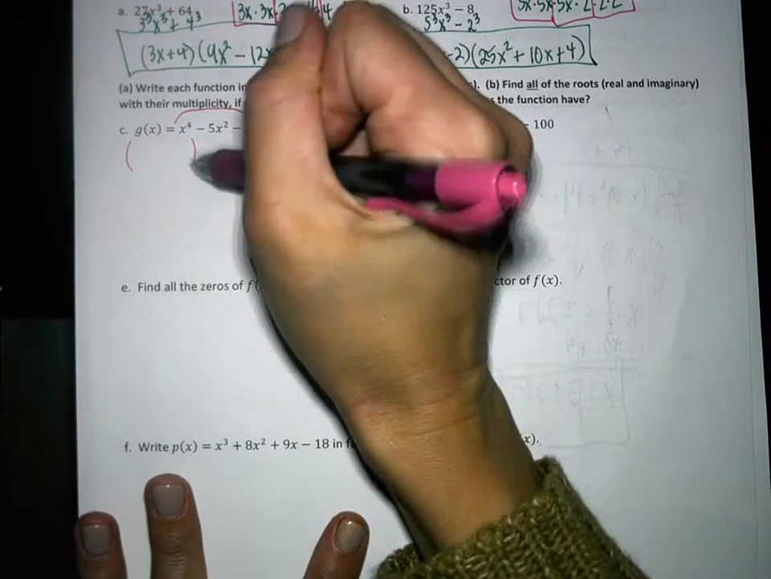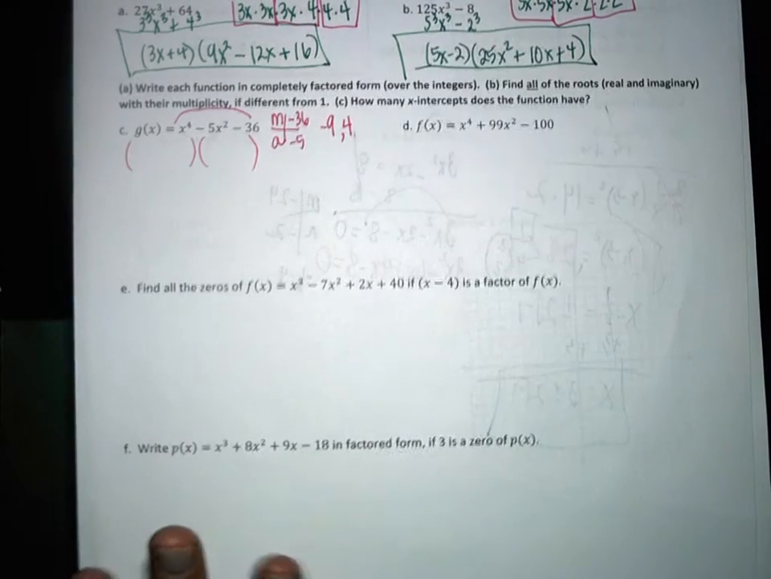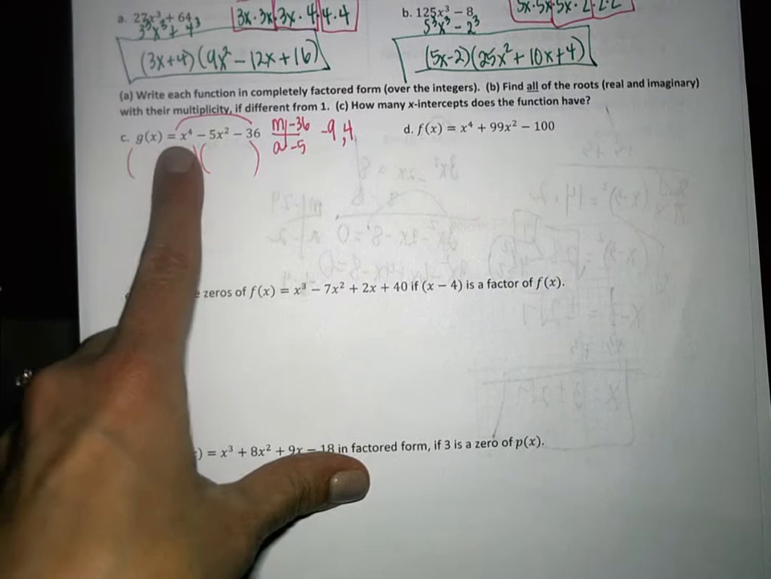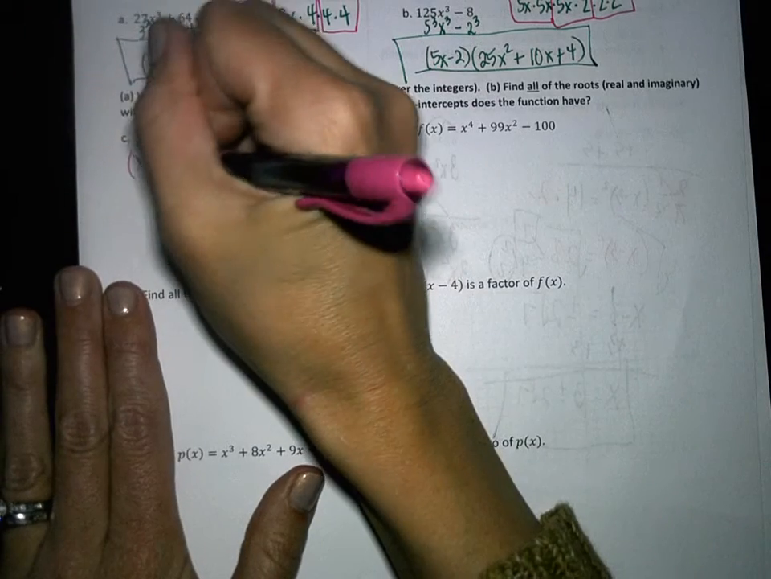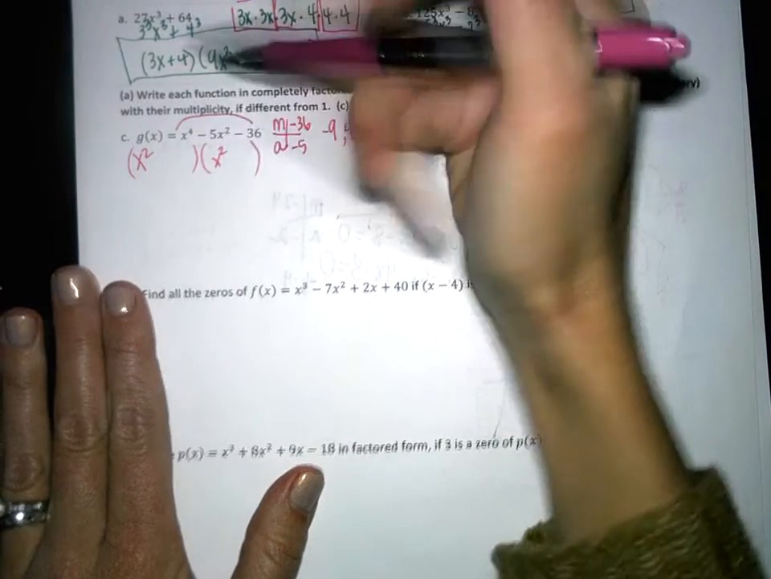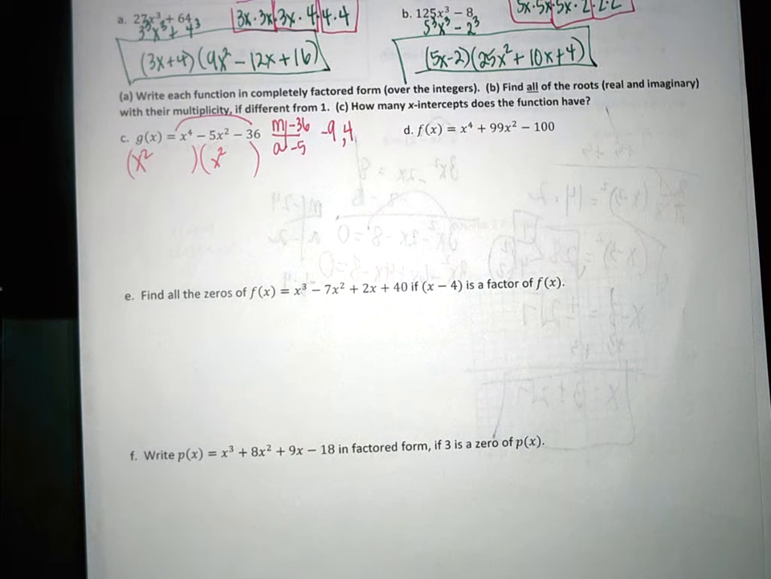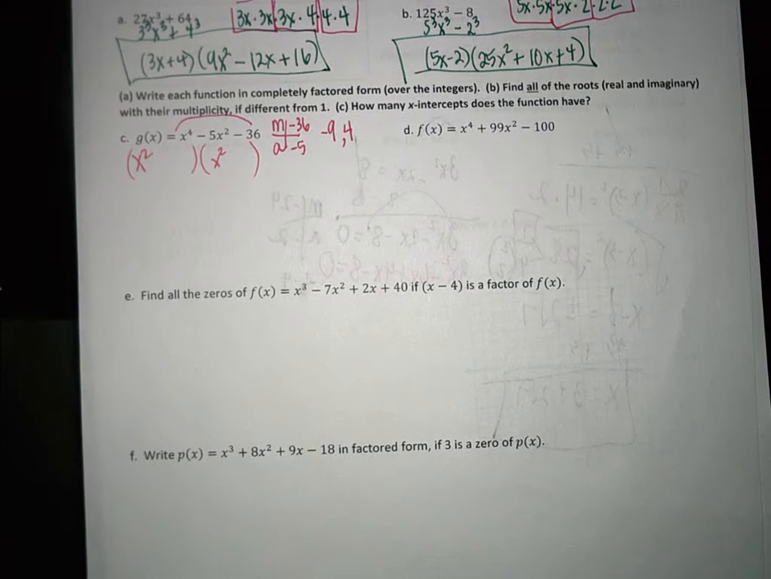Okay, so we are going to make our 2 parentheses. X squared, x squared. Very good, Talon. Since it's x to the fourth, we're splitting it into x squared and x squared. When it's x squared, we split it into x and x. If it was x to the sixth power, we would split it into x cubed, x cubed. Very good.